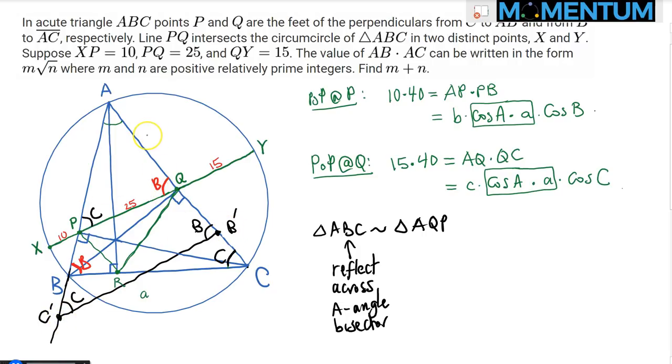And as a result, these two triangles are in dilation. APQ and AC'B' are in dilation. Now, what is the dilation ratio? I claim the dilation ratio is cosine of angle A, the cosine of this angle. Okay, so let's establish that.